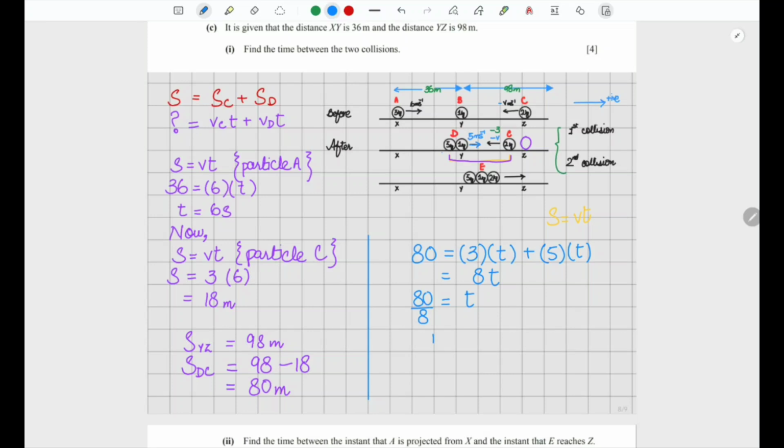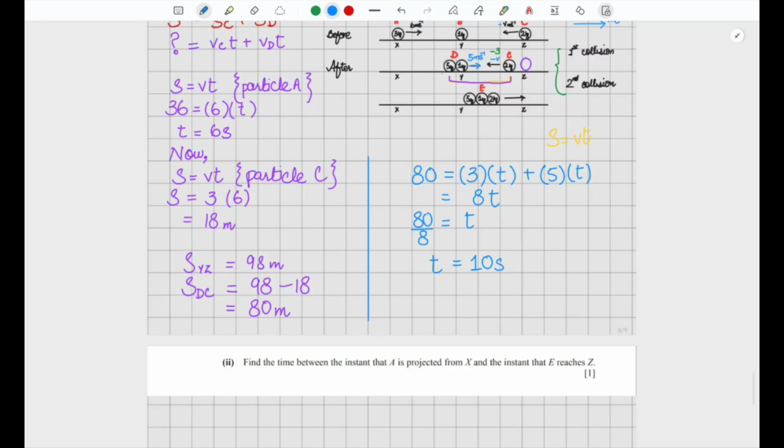So time will be equal to 10 seconds. This is the time during which your particle D, like the time between the first and second collision, means the particle D and C collide to become E. Okay, so this is your whole working of your part C1. Now we have another part to this, part C2.